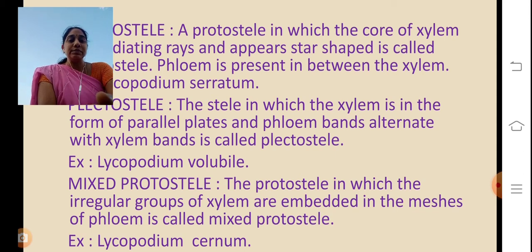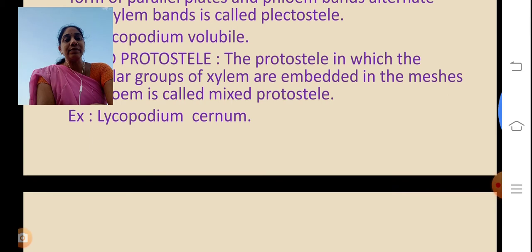Mixed protostele. This is another type of protostele. The protostele in which the irregular groups of xylem are embedded in the meshes of phloem is called mixed protostele. Mixed protostele means xylem is embedded in the phloem. This type of mixed protostele we can see in Lycopodium cernuum.